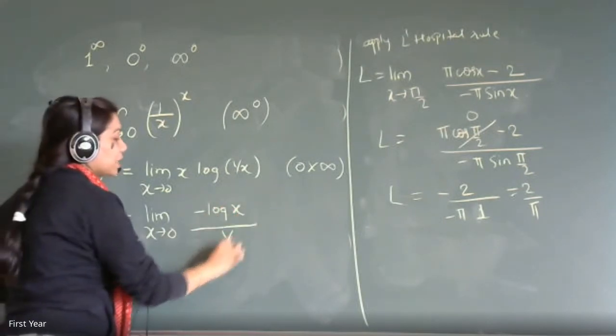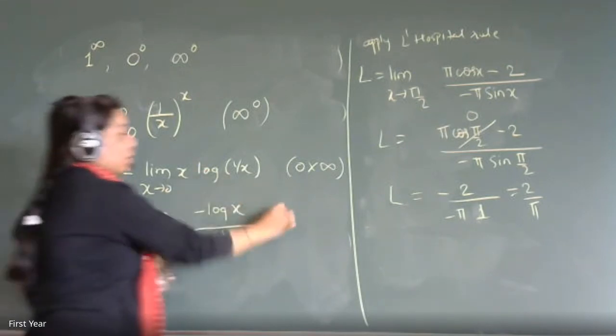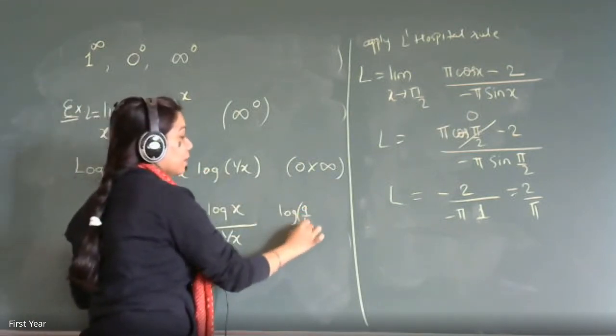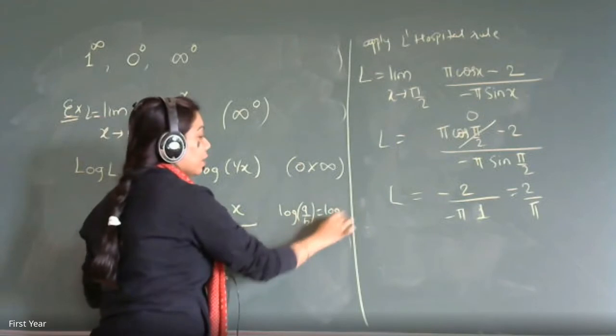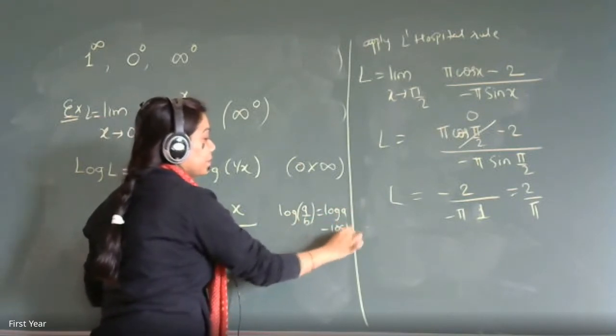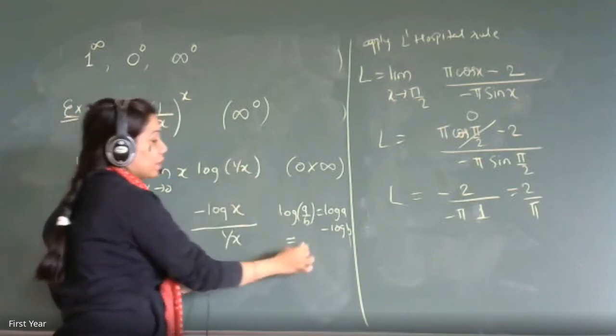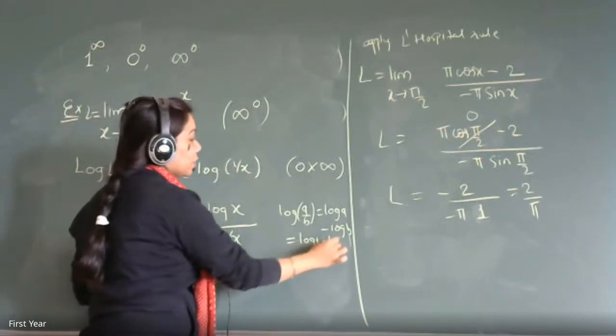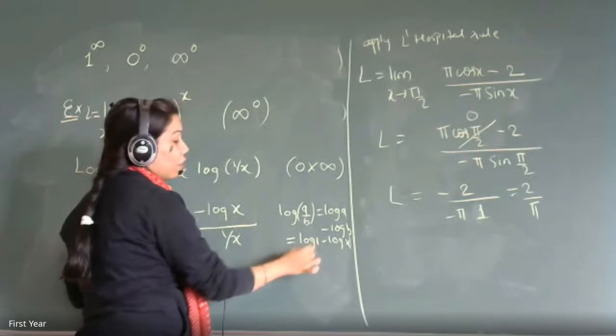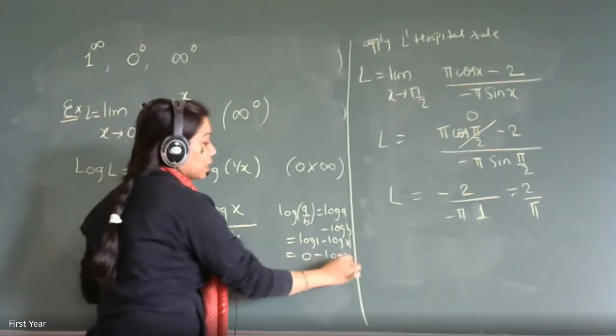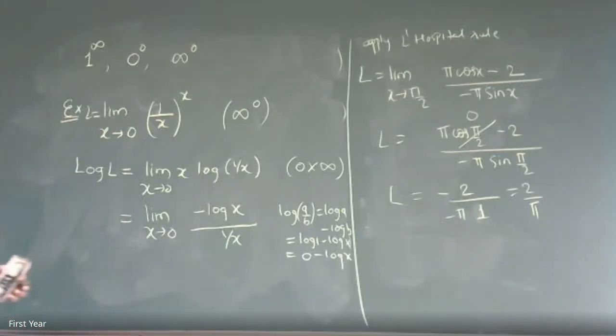And this is 1 by x. Just check: log of a by b is log a minus log b. Correct? But what is a? 1. So log of 1 minus log of x, and log 1 is 0, so minus log x. So log of 1 by x is minus log x.